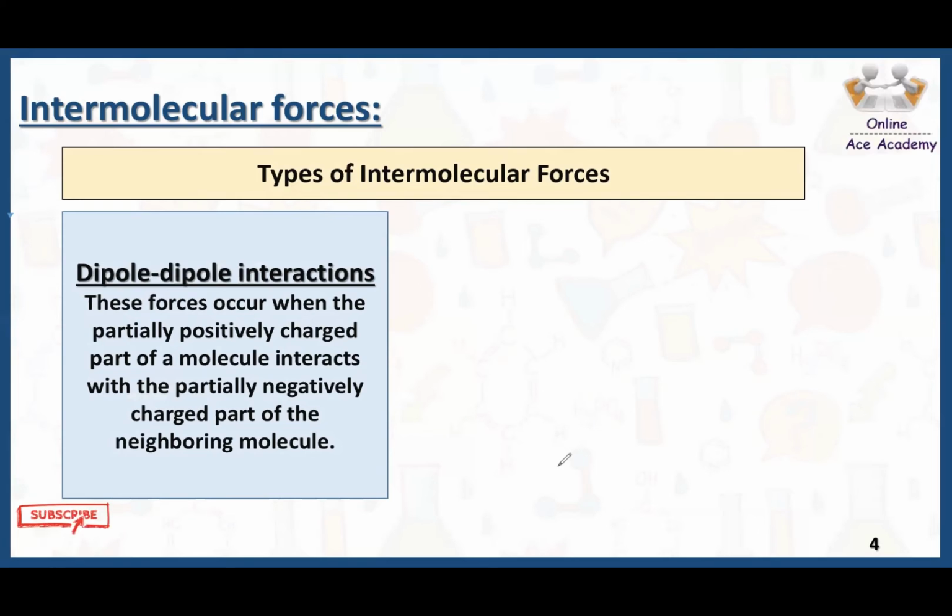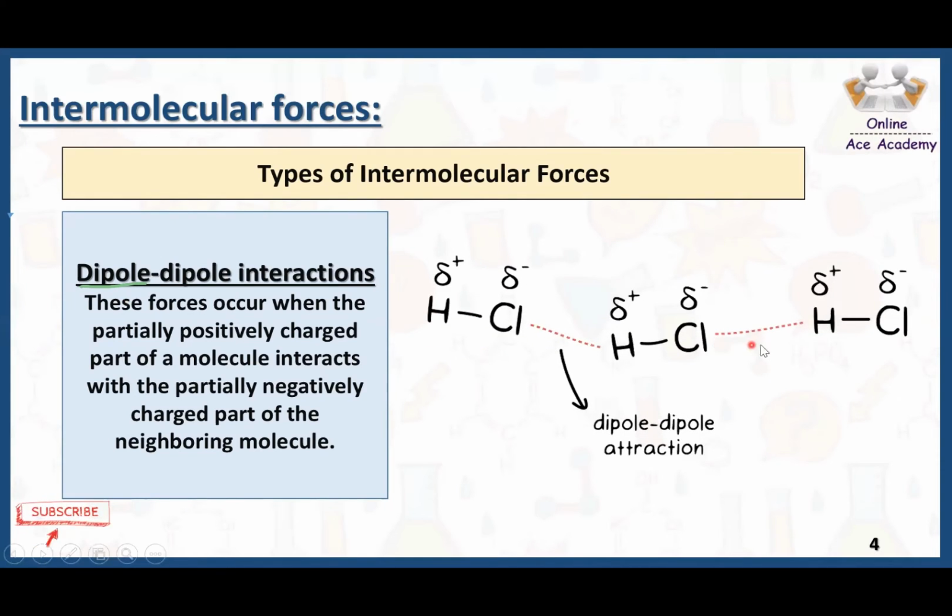As the name indicates, dipole. Di means two and poles means partial positive or partial negative. So it means in these kinds of interactions, partial positive and partial negative poles are involved. So these forces occur when the partial positively charged part of a molecule interacts with the partial negative part of a molecule and a force is generated between them, and this force is called an intermolecular force, and specifically it's called dipole-dipole interaction.